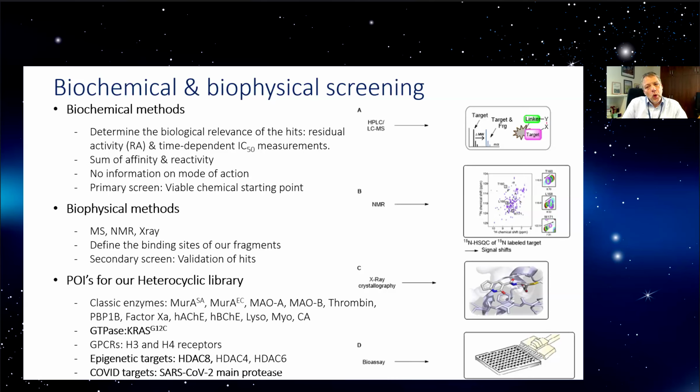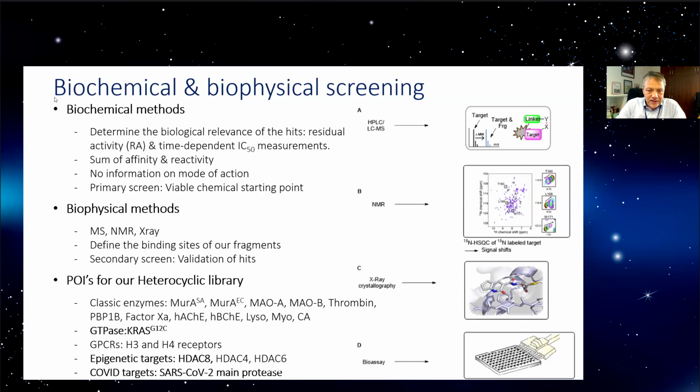So typically, our strategy was that we first tested the full library against the protein of interest using biochemical methodologies, just confirming the functional relevance of the binding site labeled by the covalent fragment. And we used biophysical techniques for secondary screening, just validating the hits and also to identify the exact site of labeling. So here we have a pretty large number of different proteins we tested the library.